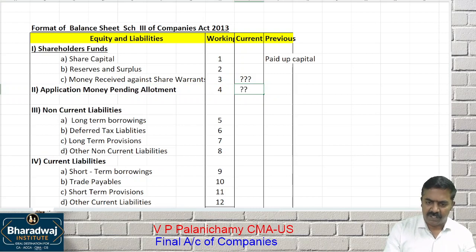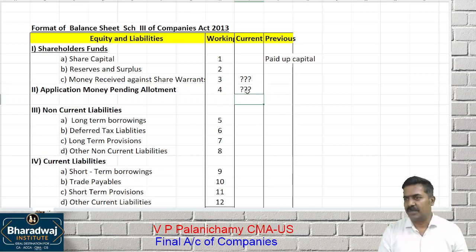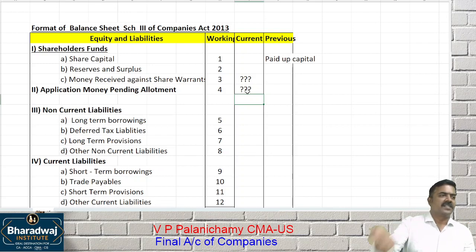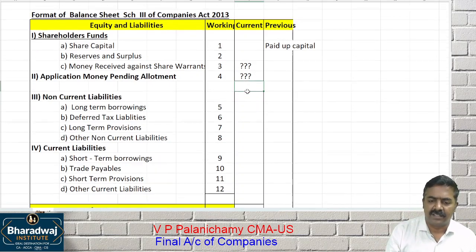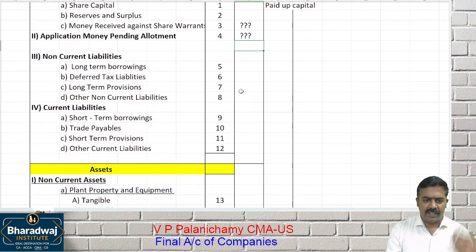For examination point of view, it will be 0. For examination point of view, it will be what? 0. On the practical reporting side, if a company has collected any applications but is yet to allot, that will be shown in the balance sheet. No explanation needed for that.